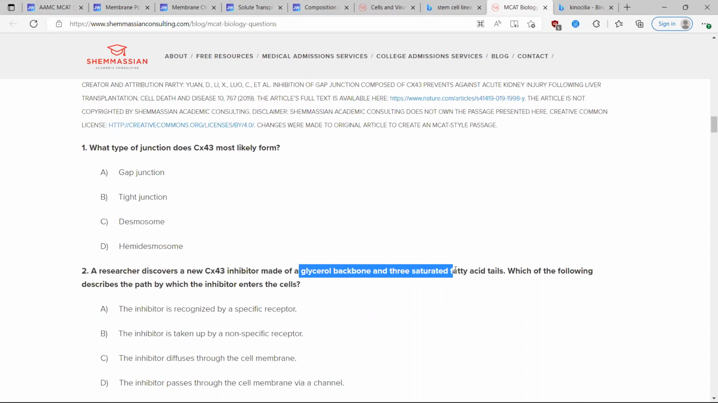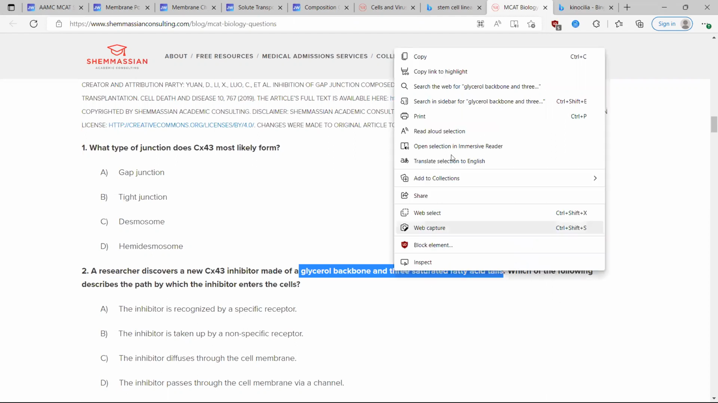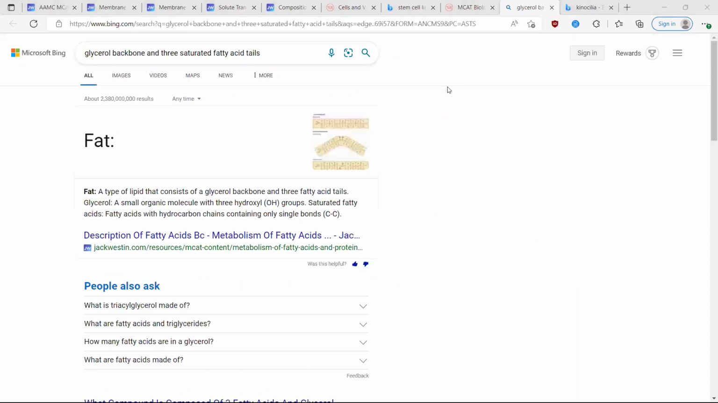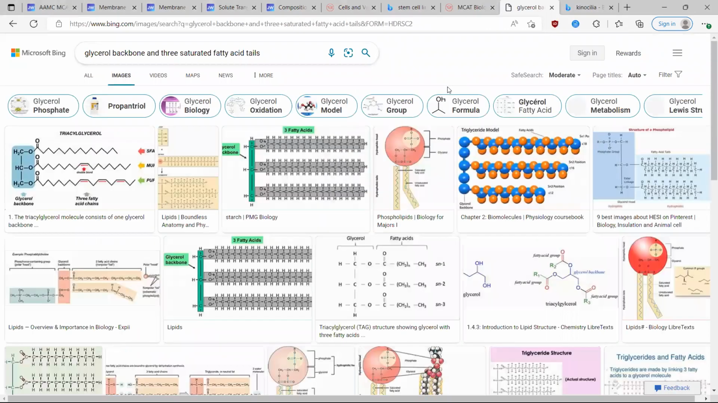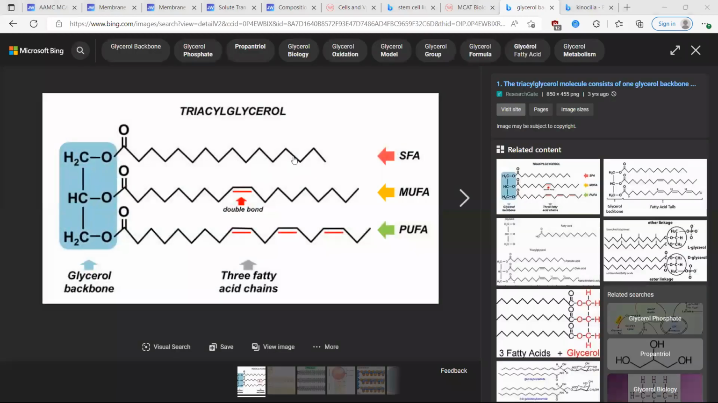So glycerol backbone and 3 saturated fatty acid tails. Does anybody know what that is? What is that molecule? We talked about it a lot when we talked about metabolism. Glycerol backbone and 3 saturated fatty acid tails. It's not cholesterol. Cholesterol is a different kind of lipid. The glycerol backbone and 3 saturated fatty acid tails is a triglycerol. Triglycerol. So the 3 fatty acid tails.